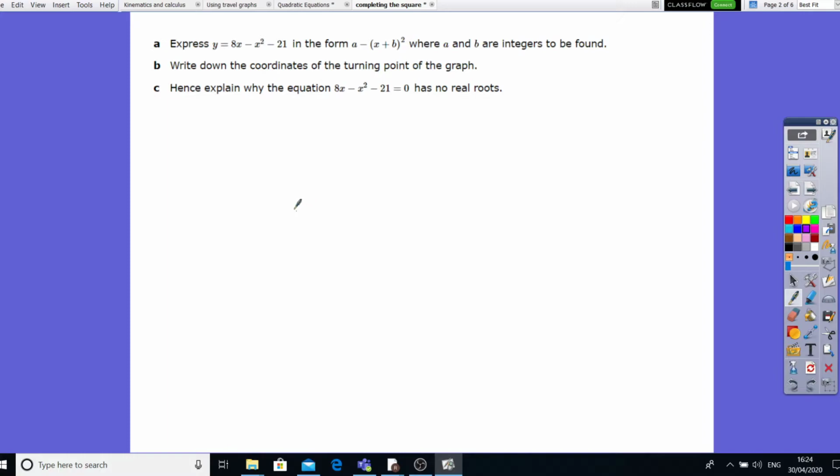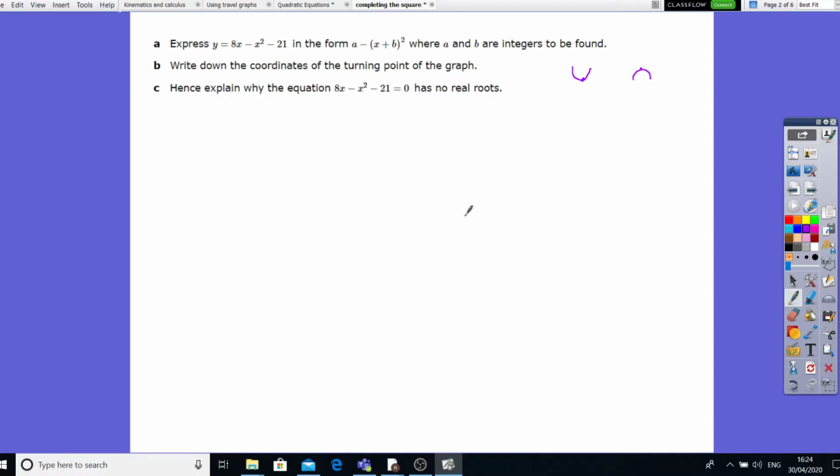Now, in this question, you've got to express y equals 8x minus x squared minus 21 in this form, where a and b are integers to be found. Then give the coordinates of the turning point. A turning point is either a minimum or a maximum. So don't forget, when you've got a positive curve you get a minimum, and when you've got a negative curve you get a maximum. Either way, they're both turning points, which you can get from here.